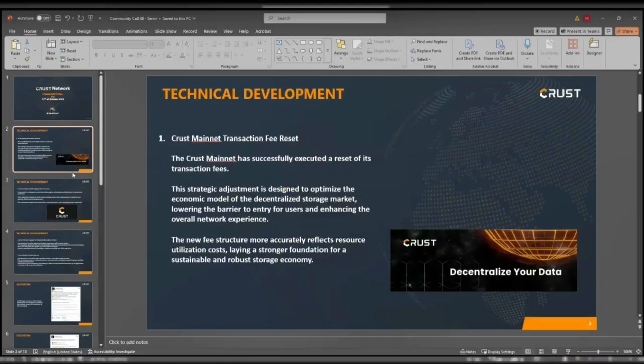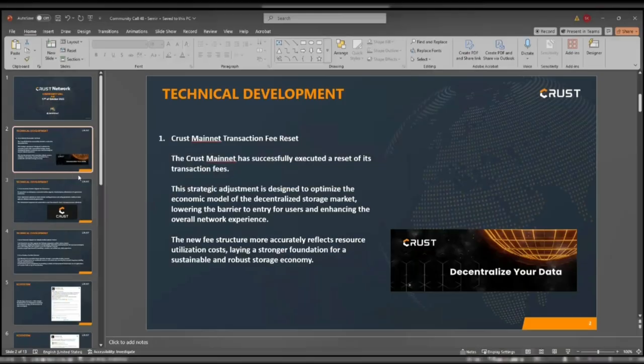I'm Samir, Crust Community Manager, and I'm more than excited to share what Crust has been up to this past month. As usual, we will first go over some technical developments, move on to some ecosystem updates, and wrap it up with community events. After that, we will proceed with the Q&A, which we had on our Zillion.